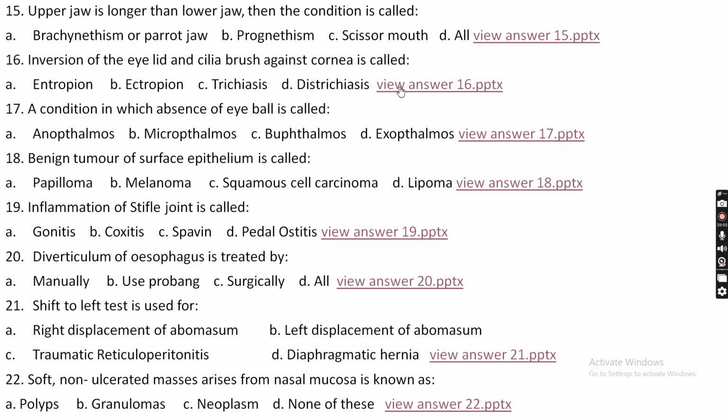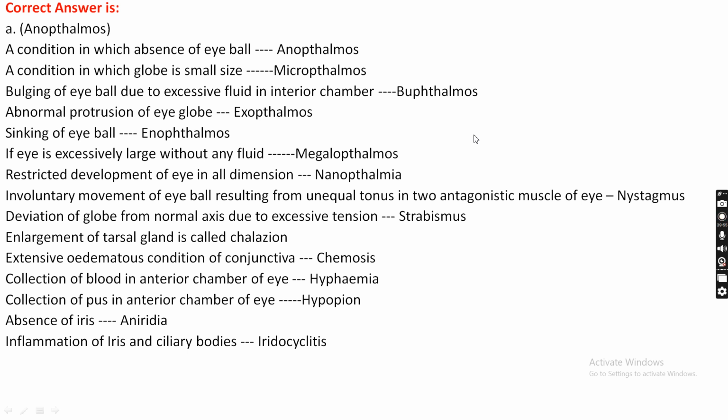Question number 17. A condition in which there is absence of the eyeball is called: option A anophthalmos, option B microphthalmos, option C buphthalmos, option D exophthalmos. The right answer is option A, that is anophthalmos. A condition in which the globe is of small size is microphthalmos. A condition where there is bulging of the eyeball due to excessive fluid in the anterior chamber is known as buphthalmos. Abnormal protrusion of the eye globe is known as exophthalmos.